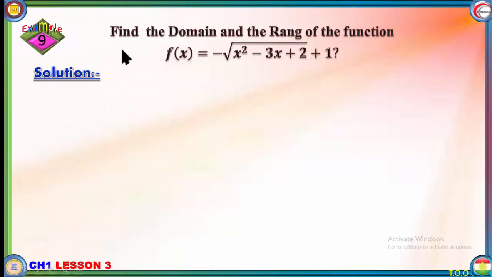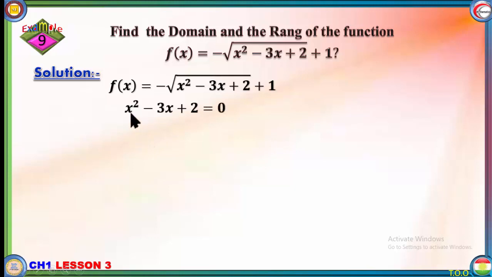Example number 9. Find the domain and the range of the function f(x) equals minus square root of x squared minus 3x plus 2, plus 1. Take what is under the square root and equal it to 0. x squared minus 3x plus 2 is equal to 0, then (x minus 2)(x minus 1) is equal to 0, then x equals 2 or x equals 1.